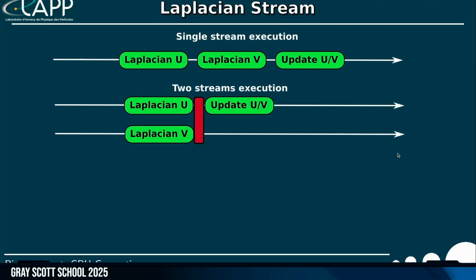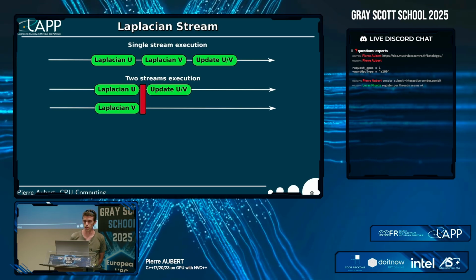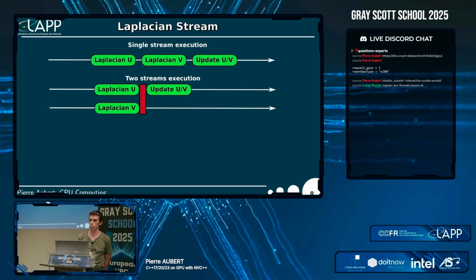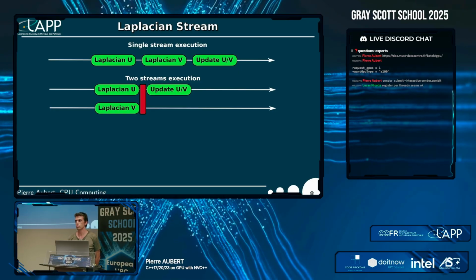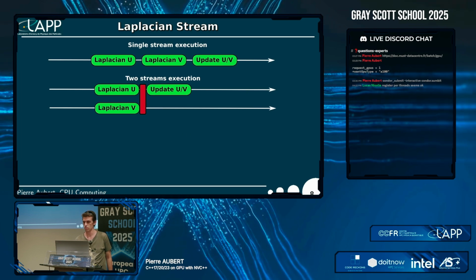And what we can hope for is something like that. We execute the Laplacian of u and v at the same time, and then we compute the update of u and v. And we gain a lot by doing that with two-stream execution. So we can say, okay, we have one stream for the Laplacian u and for the update of u and v, and one stream for the Laplacian v, and we do a sort of barrier here to be sure that everything is fine and no problem.